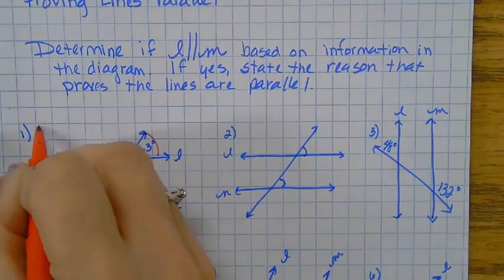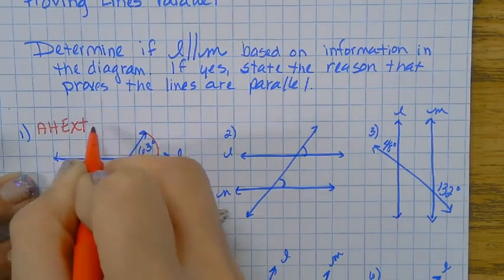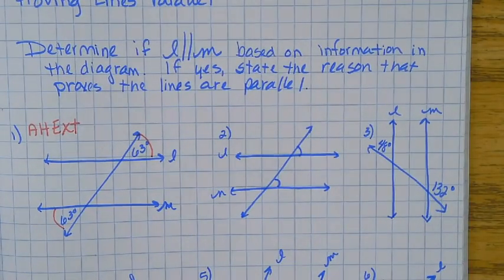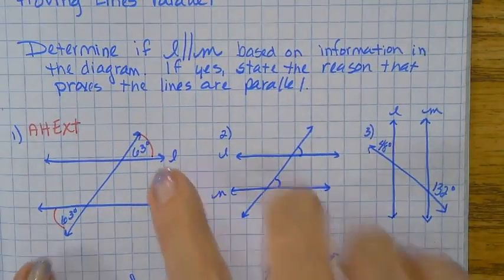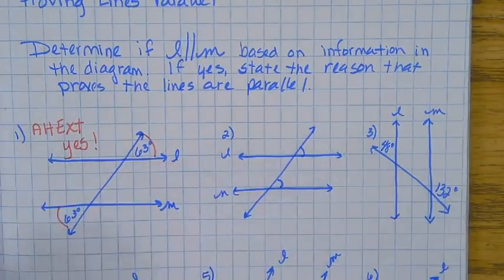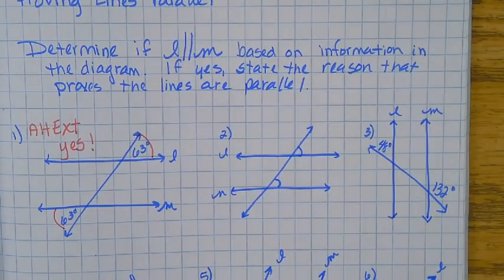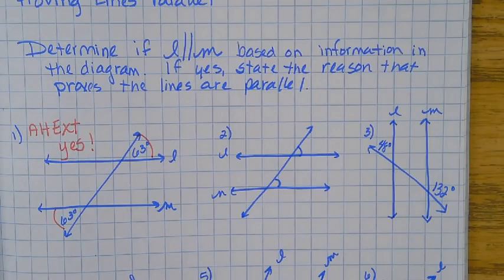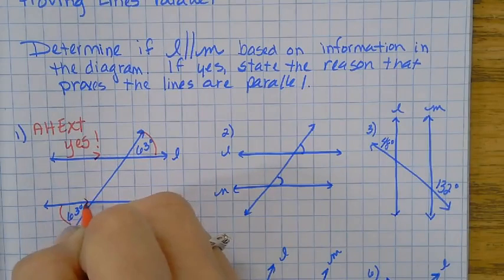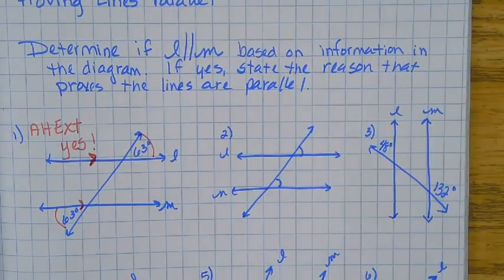Alternate exterior. And alternate exterior angles are supposed to be congruent, right? Are these congruent? Yes. So that means yes, the lines are parallel. Because they're alternate exterior angles and alternate exterior angles are congruent, that tells us, yes, these lines have to be parallel. And those little arrows on there mean that those are parallel.